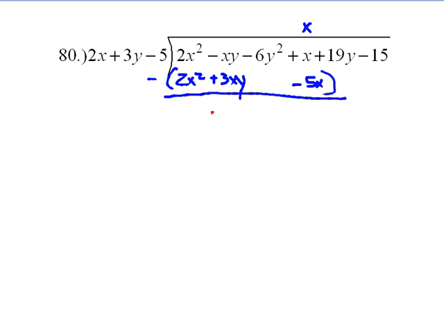Okay, so I have negative 4xy minus 6y squared. Bring that down. And this would be plus 5, so that would be plus 6x. And let's bring the next one down. Plus 19y.